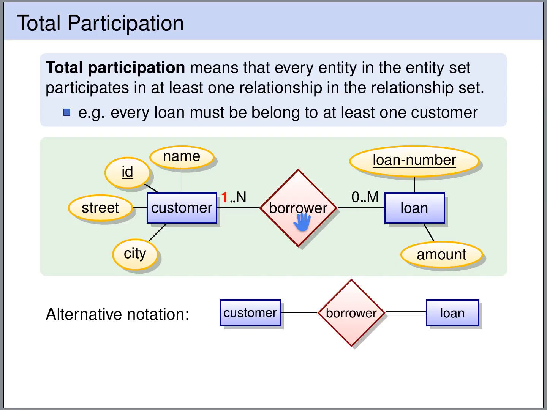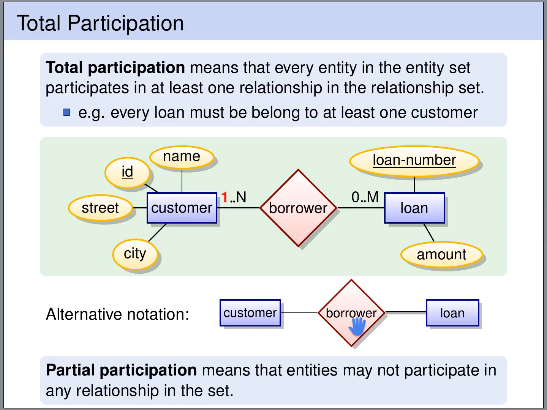In the literature, one often finds an alternative notation. This is the notation where the totally participating entity set is connected with a double line to the relationship set. The opposite of a total participation is called partial participation, and this means that entities may or may not participate in any relationship of the relationship set.